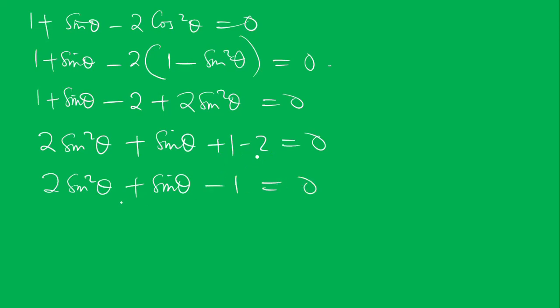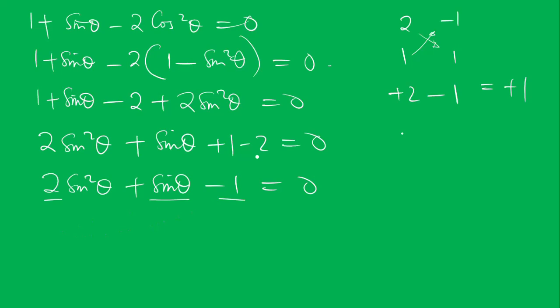Since we have gotten this, we will now look for factors of 2 and minus 1 that, when you multiply them and sum them up, will give you plus 1. Now, the factors of 2 are 2 and 1. Then the factors of minus 1 are minus 1 and 1. So 2 times 1 will give you plus 2. 1 times minus 1 will give you minus 1. So when you add these, you have plus 1.